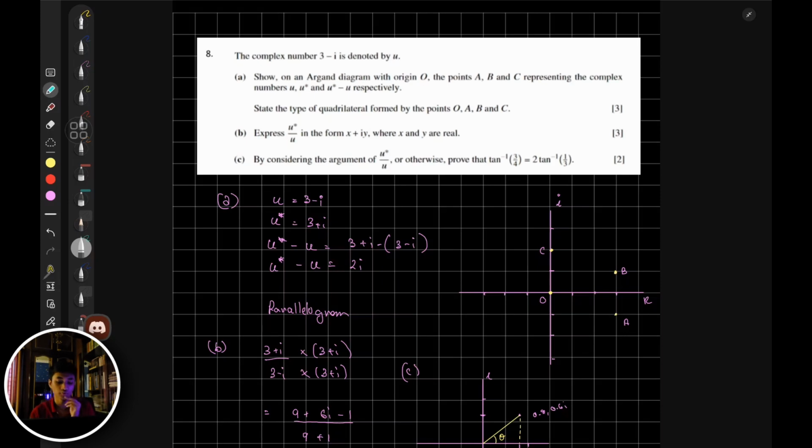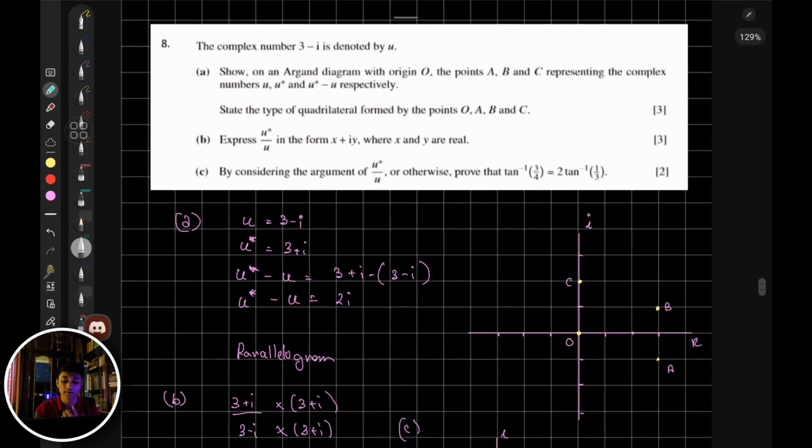u, they've already given you, 3 minus i, and next you have to find the conjugate of u. This is supposed to be 3 plus i, since the sign in front of i is supposed to change. This is the conjugate pair of 3 minus i. Now you can find the complex number conjugate u minus u. Conjugate u is 3 plus i and u is 3 minus i. Subtracted, you get 2i as the complex number.